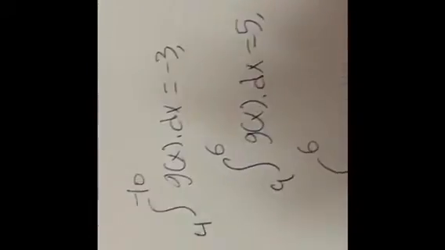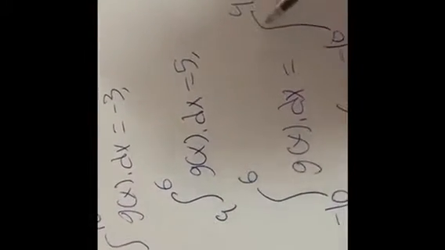We will find it like this: the integral from negative 10 to 4 of g of x dx plus the integral from 4 to 6 of g of x dx. We have from 4 to 6, which is 5. But from negative 10 to 4, we don't have it. But we have the opposite, from 4 to negative 10. So we should multiply this one by negative 1, so it will become 3. So this one is 3 and this one stays the same, it's 5, so it's 8.